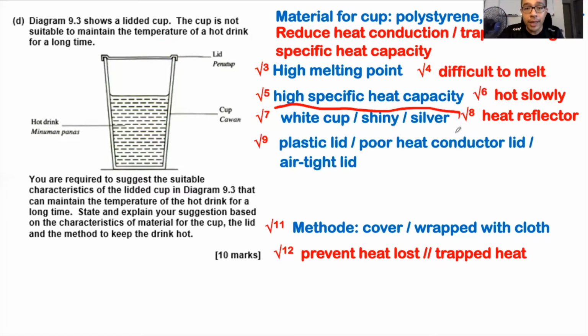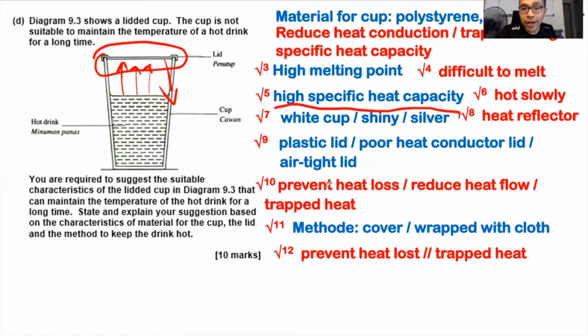Okay. Point number 9, you use a plastic lid. Okay, or you use a lid, a penutup that is either airtight or it is a poor heat conductor, because all the heat is going to come up. Okay, and we want the lid to make sure that it is a poor heat conductor. It insulates the heat so that the heat will continue to dia akan terpantul balik. Okay, so we do this to prevent the heat loss, reduce heat flow, or trap heat. Okay, and then lastly, although it is 10 marks, you can actually give more. Okay, one of the other ways is we cover this whole thing or we wrap it with a cloth. Okay, also for the same reason, to prevent heat loss.